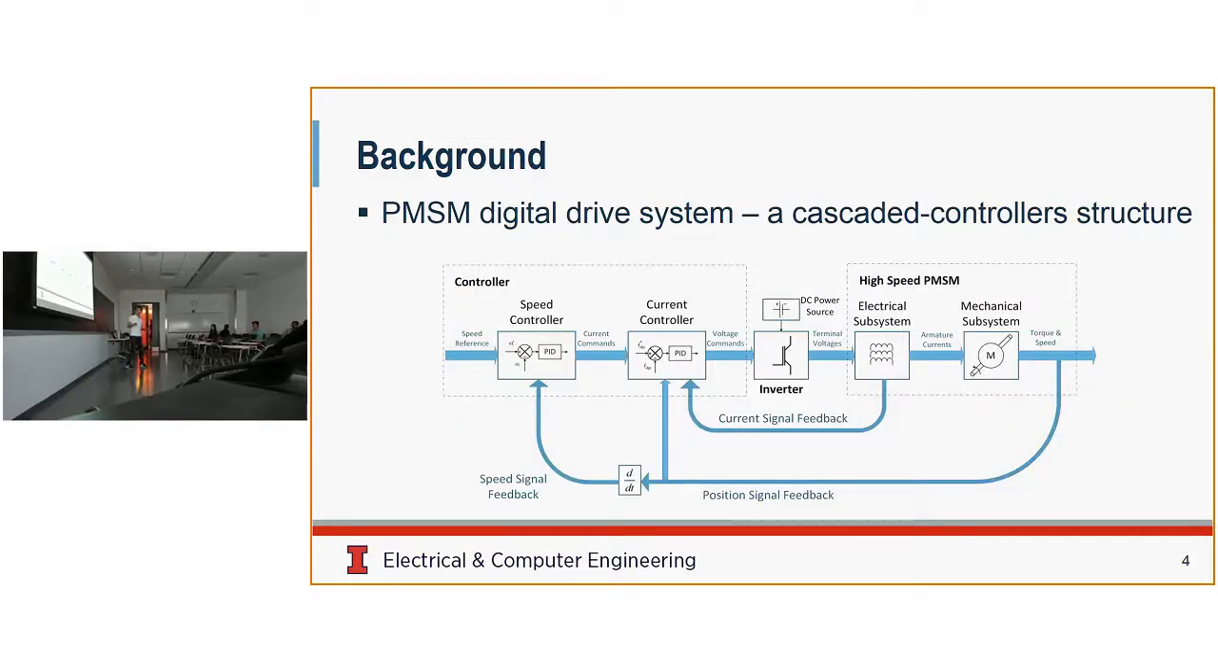This picture shows a general structure of the PMSM digital drive system. You can see that there are two loops, an outside speed regulation loop and an innermost current regulation loop. So to make the outer loop fast and effective, we need the inner loop to have a very high bandwidth and to be stable as well.